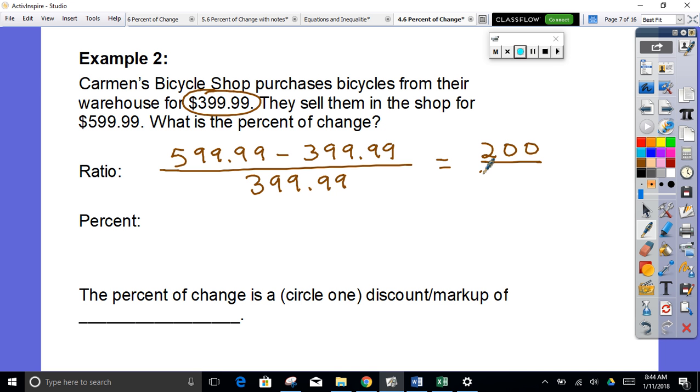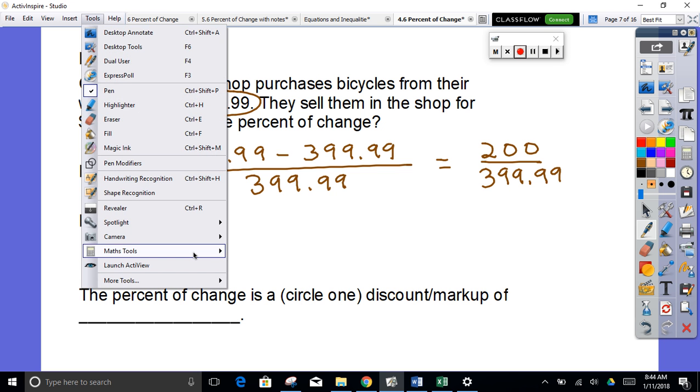So we know that this is 200. We're going to divide 200 by $399.99. Where did my calculator go? I had one up there. I must have exited. Let me find it again.